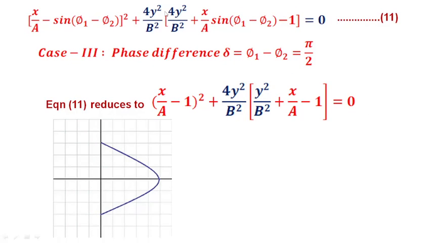From equation 11, case 3, phase difference δ = φ1 − φ2 = π/2. Then equation 11 reduces to (x/a − 1)² + 4y²/b² (y²/b² + x/a − 1) = 0, and this is the waveform.